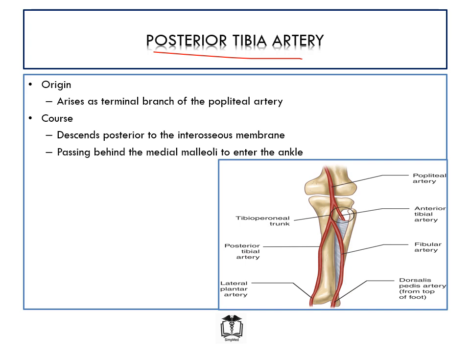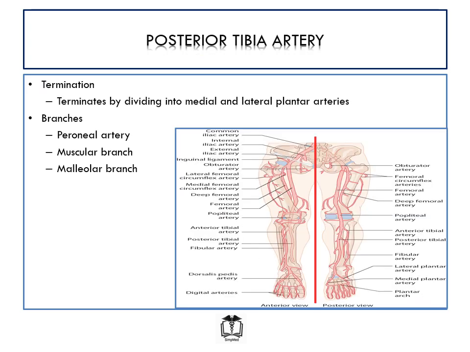This is in contrast to what we see in terms of the anterior tibial, which passes between the two malleoli, between the lateral and medial malleoli. But in the case of the posterior tibial artery, it passes behind the medial malleolus to enter into the ankle. At the ankle, the posterior tibial artery tends to terminate by dividing into the medial and lateral plantar arteries, and this would eventually give rise to supply to the sole of the foot.